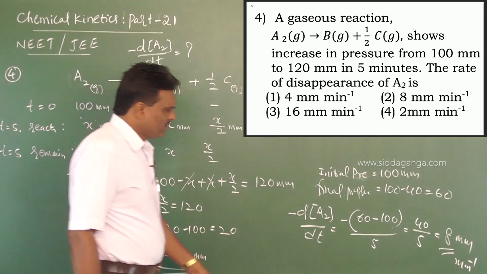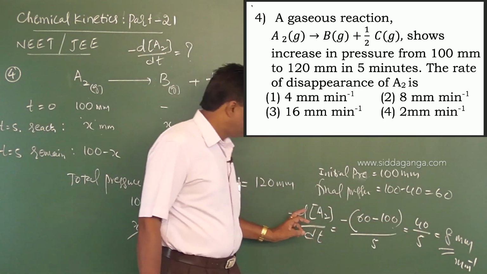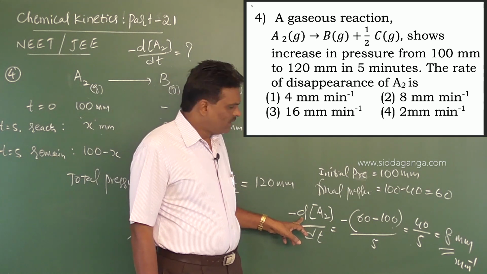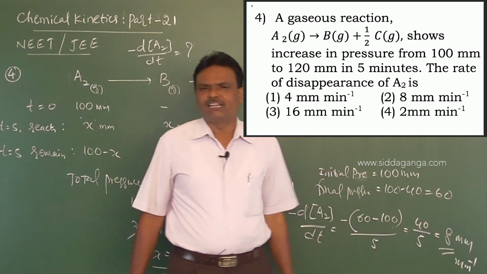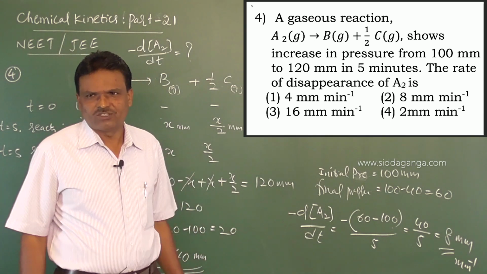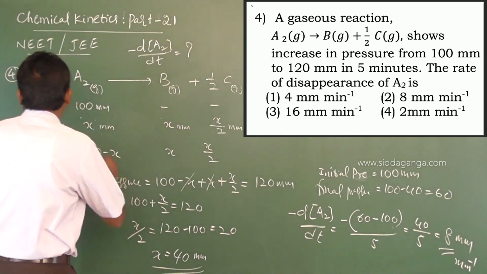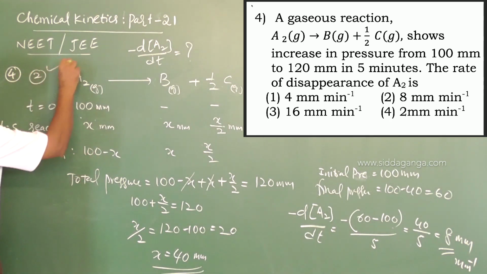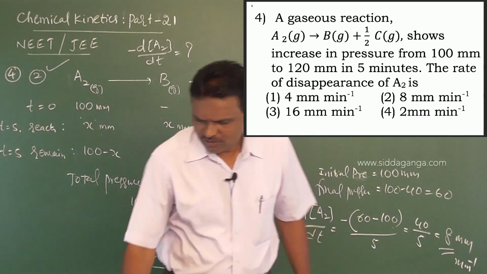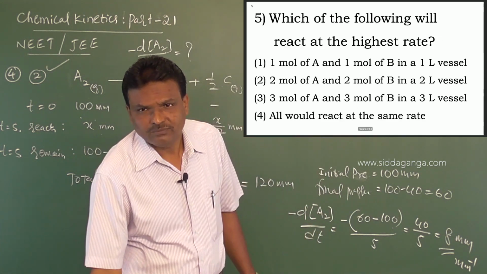That is the decrease in, or the rate of consumption of A2. That means per minute, 8 millimeter of pressure is the reaction rate. So hence your answer is 2. So for the fourth question, option 2 is the right option. Is it clear? Next question, another question.